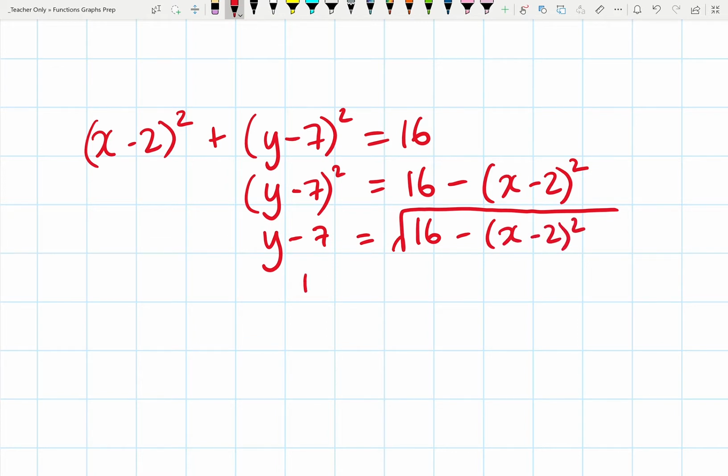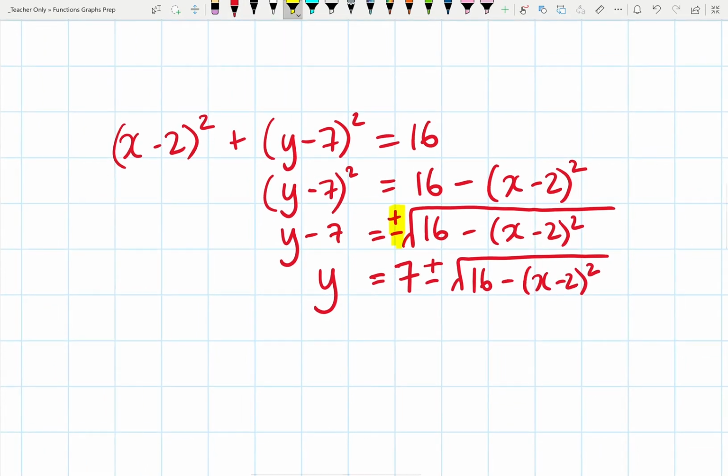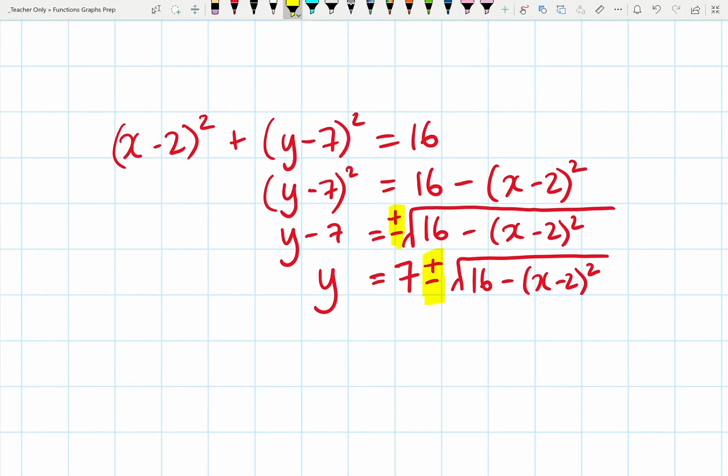And then we'll add 7 to both sides. I'm going to put it out here so that there's no confusion. Now, with the square root, I've left it off and I should have put it on. It's plus or minus. We must include the plus or minus. So it's going to be 7 plus or minus the square root of 16 minus x minus 2 squared. So how do we deal with the plus and minus when we're graphing?